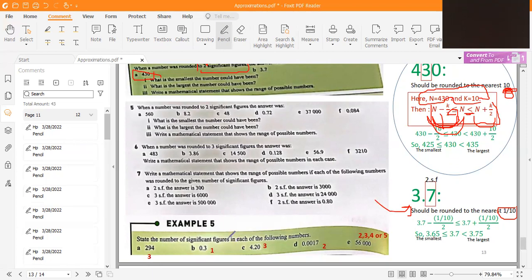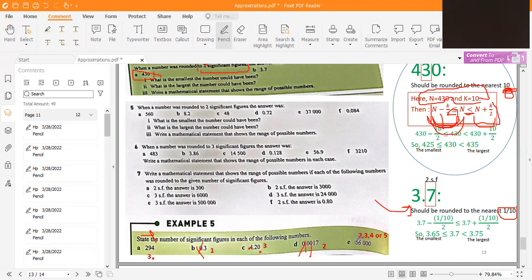In the last idea, state the number of significant figures. We should give the number of significant figures in each of the following numbers, like 294. We start from left to right: first, second, third, so we have 3 significant figures. However, here the 0 is uncountable because it is on the left, so we have 1 significant figure. Here we start with 4, 2, and 0. The 0 we can count, so 3 significant figures. Here the zeros are uncountable, so we have 1 and 7: 2 significant figures.